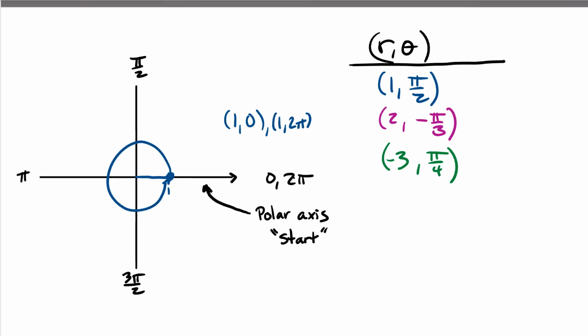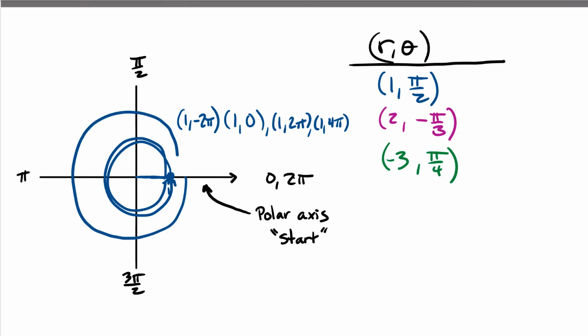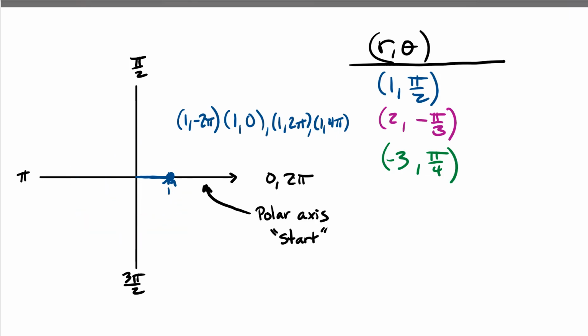Go around in a circle and we're still at the same point. Or we could call it 1 comma 4 pi. Go around in another circle, we end up back at the same spot. We could call it 1 comma negative 2 pi, or we go back around the other way. You remember trig, don't you? A little bit of it. Cool. So that's going to be kind of our game.